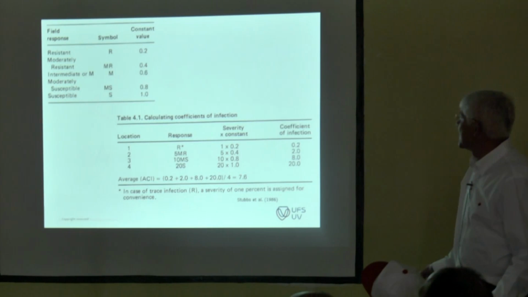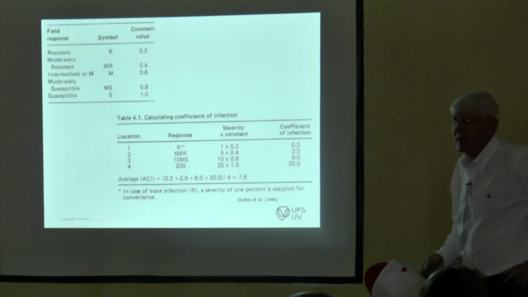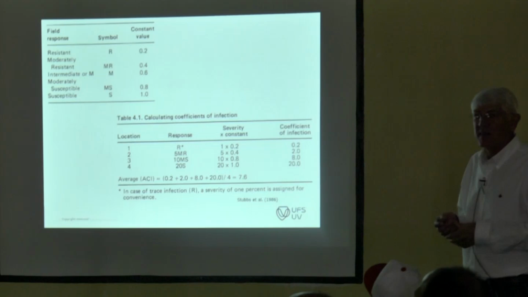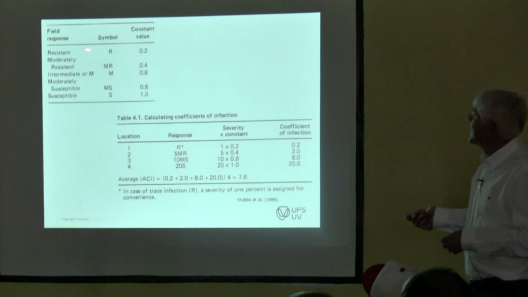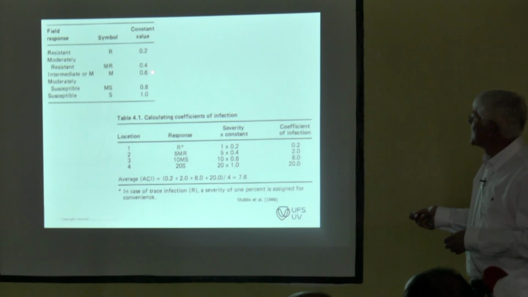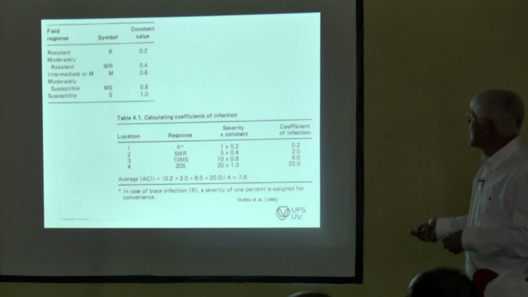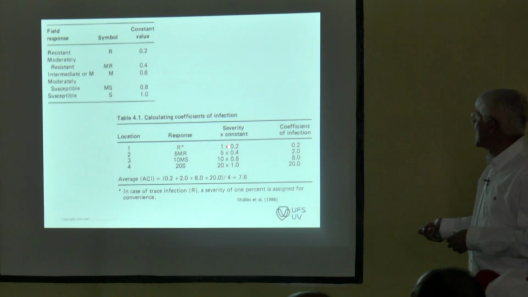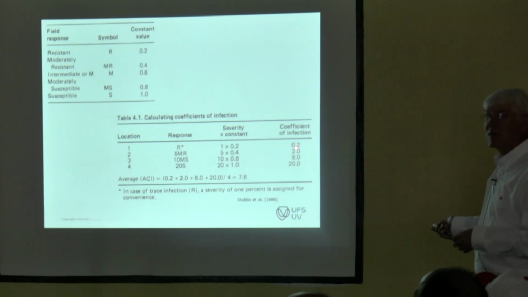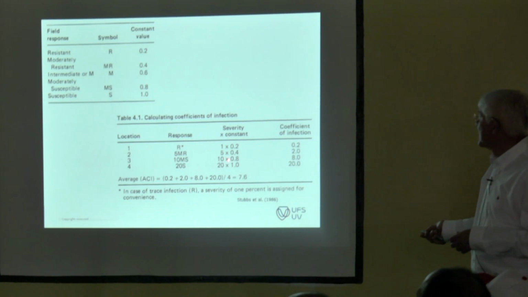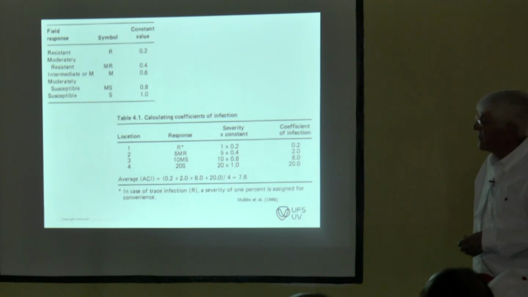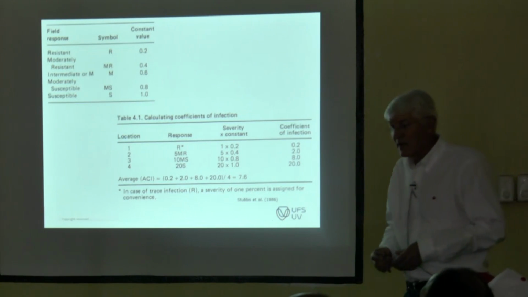Another system that's used is what they call the coefficient of infection, and that is when you want to combine the severity and the response type into a single value. So the constant value for resistant would be 0.2, MR 0.4, then MS 0.8 and S 1. So if you have a trace R, you have 1 times 0.2, and your CI, or coefficient of infection, would be 0.2. If you have a 10 MS, you will have 10 multiplied by the constant value for that particular category. It's 10 times 0.8, and you get a value of 8. So that can also be used quite effectively if you want to combine into one.